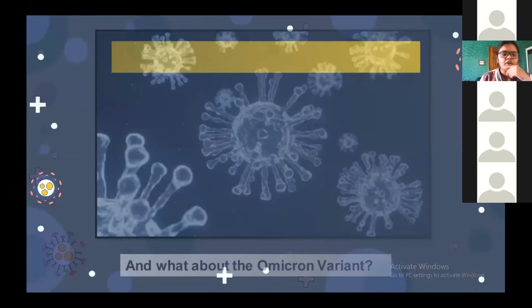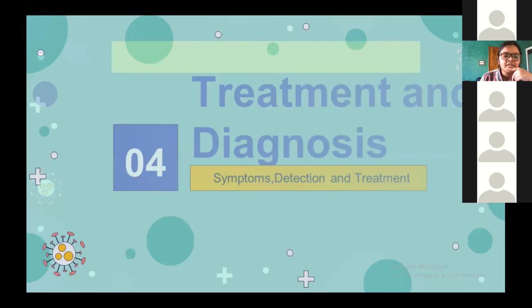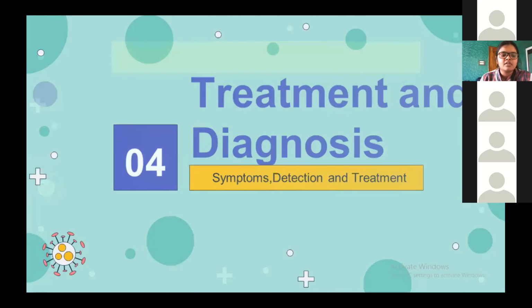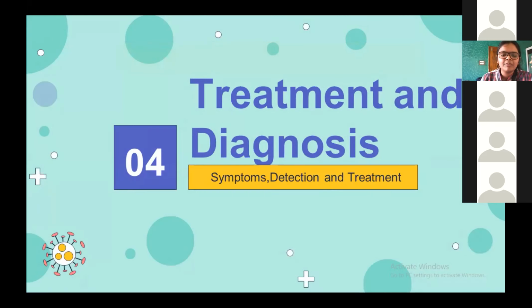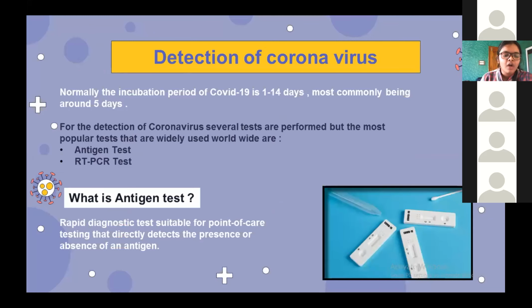But what if we are infected by this deadly ghost? The common symptoms of coronavirus are runny nose, sore throat, fever, headache, cough, shortness of breath, and some chilling sensation. With these being the symptoms of a common cold, how do we confirm if we are suffering from SARS-CoV-2 or COVID-19? Here are some tests to confirm the presence of the COVID-19 virus: the antigen test and the RT-PCR test.